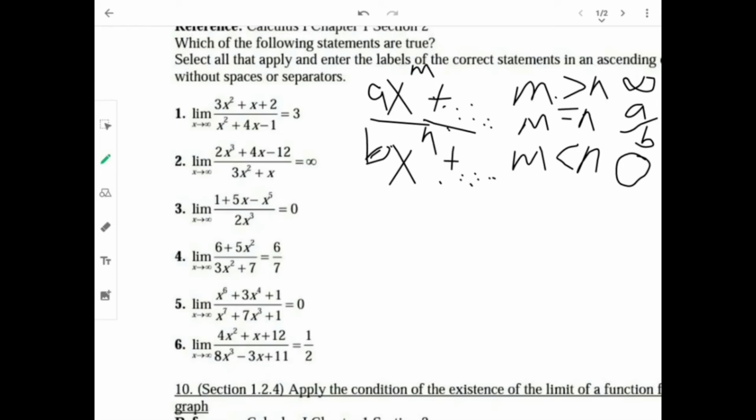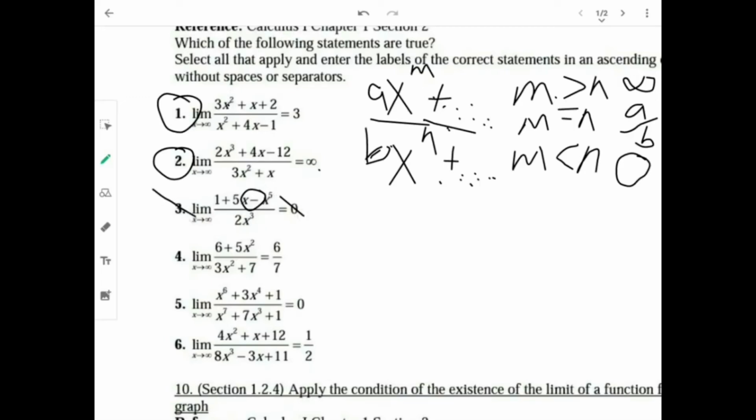So the first one, they're equal. So a over b, so 3 over 1, so it's correct. Now the second one, the numerator is greater, so it's infinity, which is correct. And it's plus infinity because the numerator and denominator are positive. For number 3, the numerator is greater, but it's minus here, so that's why it becomes minus infinity and not even 0.